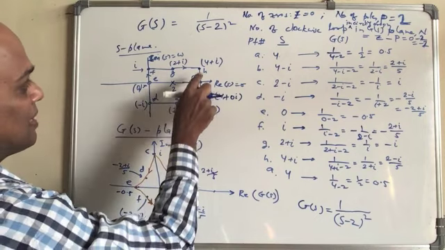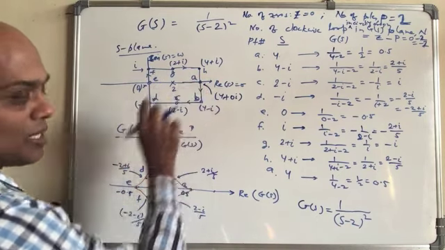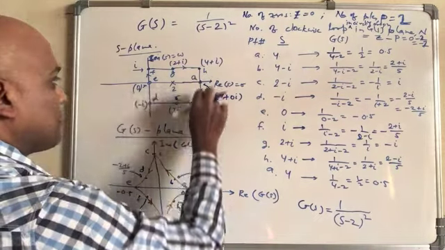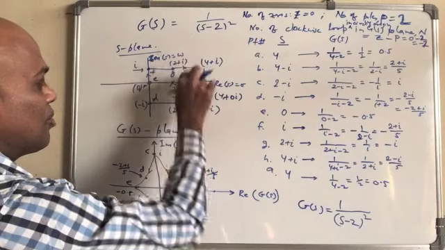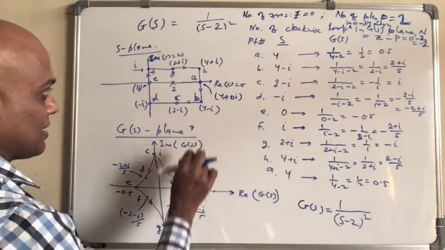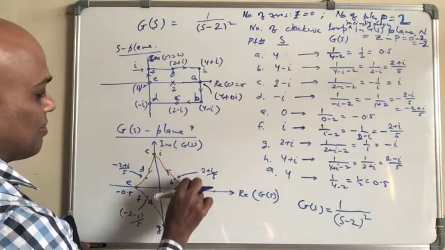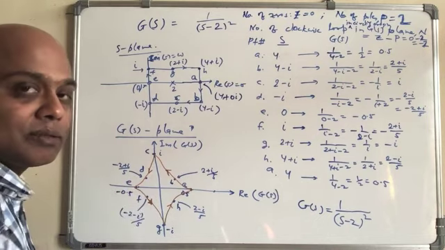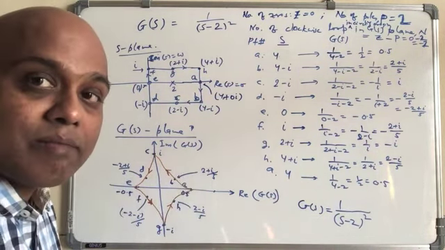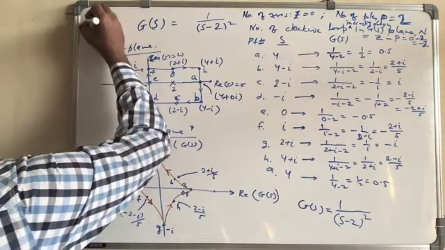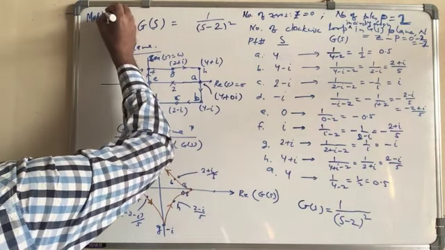By the time it goes one complete path, we have here one complete loop, and here it has to go twice. So it will go from here, come back, go here, come back. That's what is predicted as per the mapping theorem.